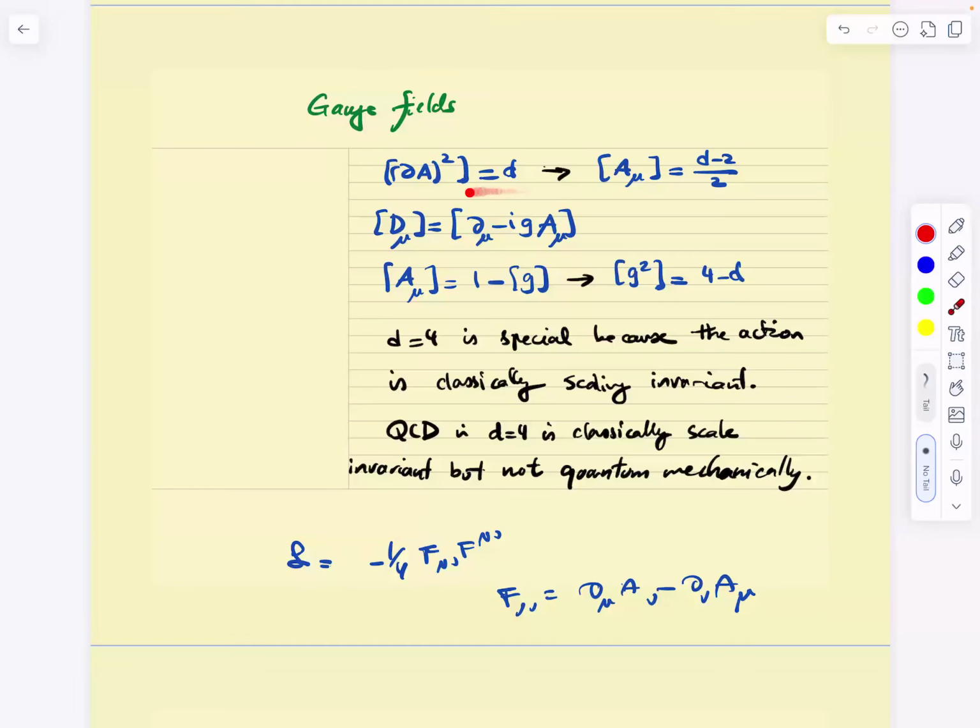I think we did not discuss this. Sorry, I think I have not described this covariant derivative or this discussion in detail. We'll come back to this.